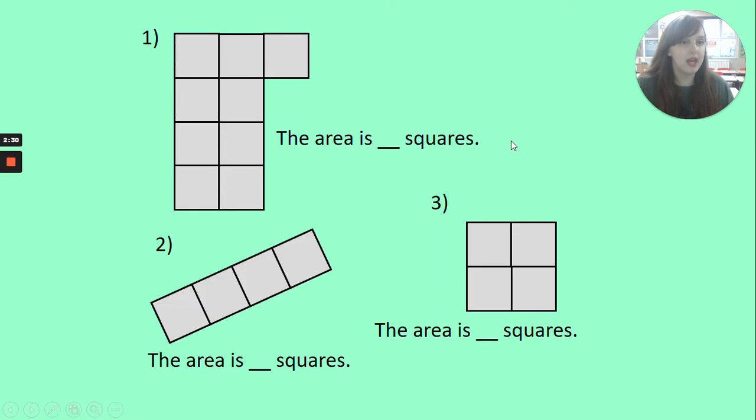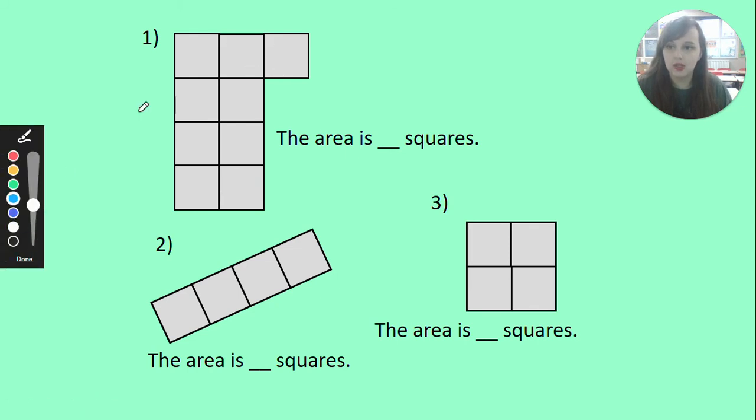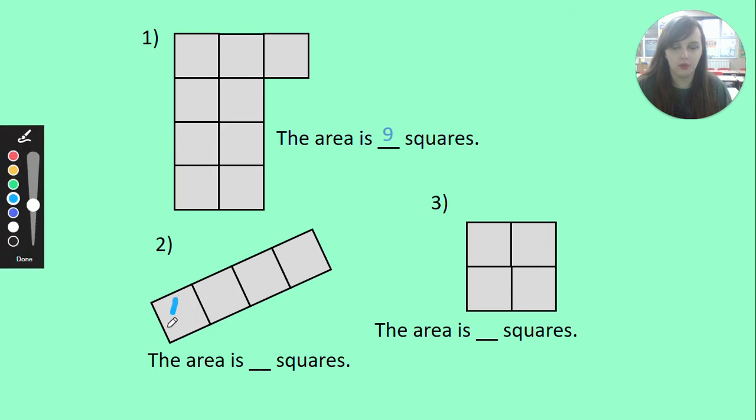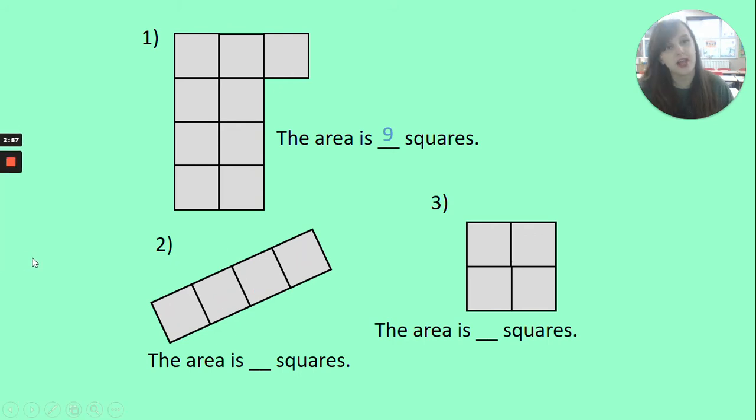So this first one, 1, 2, 3. In fact, I'm going to take my pen, just cross them off as we go. 1, 2, 3, 4, 5, 6, 7, 8, 9. The area is 9 squares. Let's have a look at shape number 2. 1, 2, 3, 4. So the area of this shape is 4 squares. And hopefully we can see here, this shape has also got an area of 4 squares. Even though they look different, they take up the same amount of space.